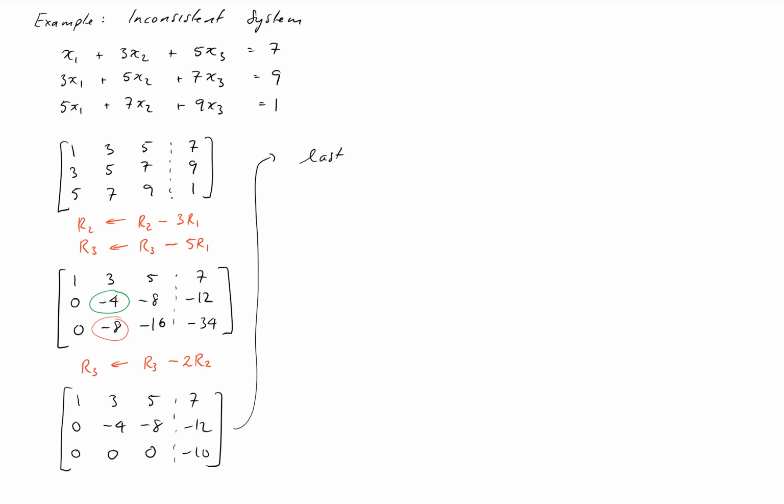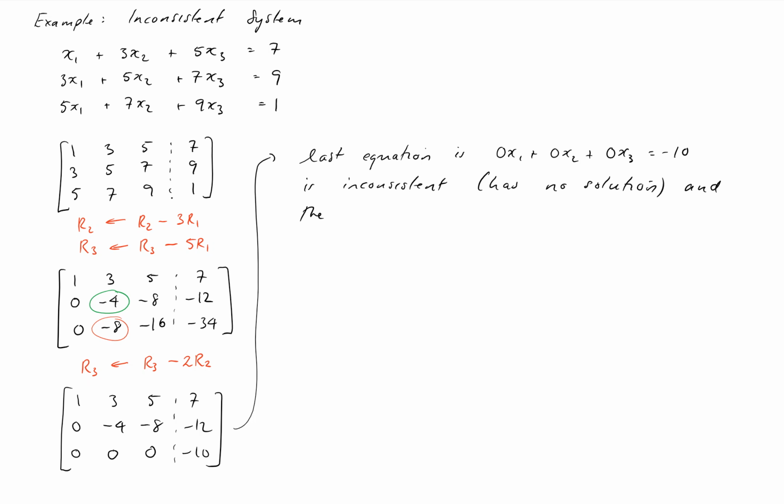Alright, so we can see here that the last equation is 0x1 plus 0x2 plus 0x3 equals negative 10. That equation is inconsistent, which means it has no solution, and so the linear system itself is inconsistent.